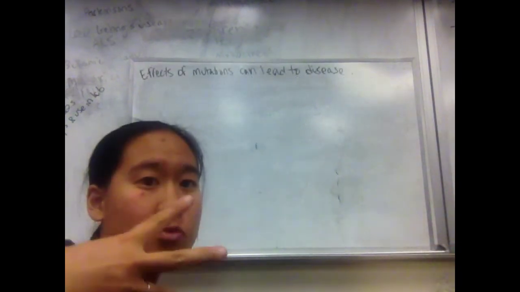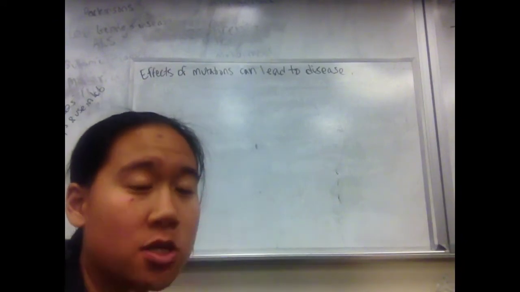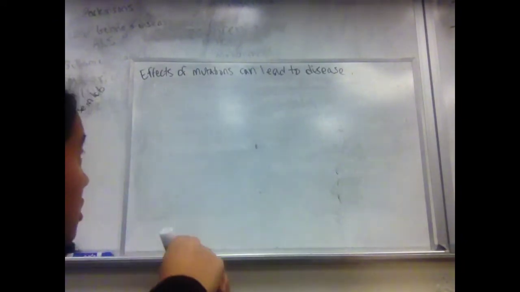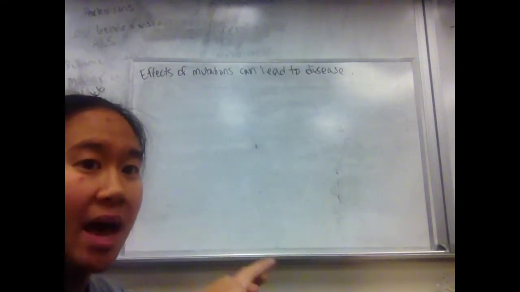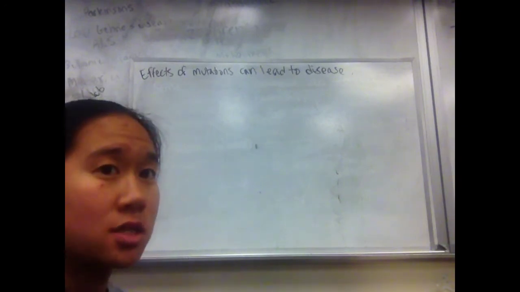As I said earlier, there are 3 kinds of things that can happen as a result of a mutation. It can be a good thing. In terms of evolution, it can lead to a trait that makes you better able to survive in the environment. It can be a bad effect, meaning it's detrimental and it causes a disease state.